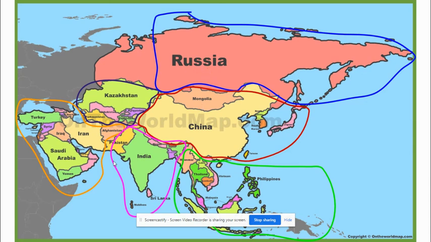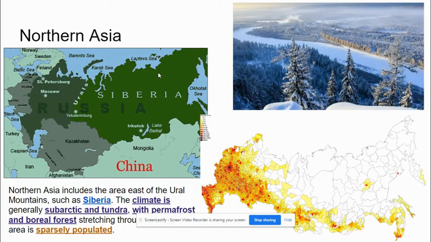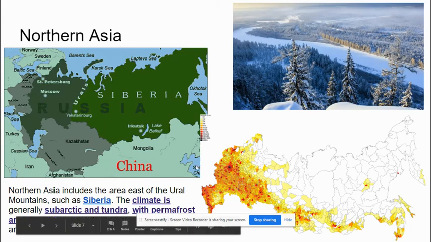Here are those 6 different regions. The 3 we're going to talk about today are right here, and we've already studied 2 of them, so it's going to be super easy. First, we're going to start with Northern Asia. So make sure you put Northern Asia as your heading. The underlined information is the stuff that you need to write down.